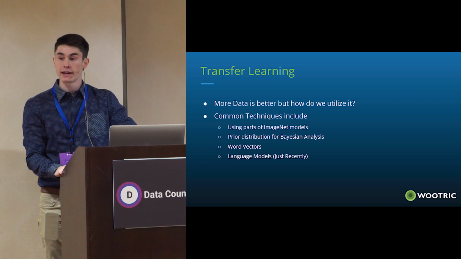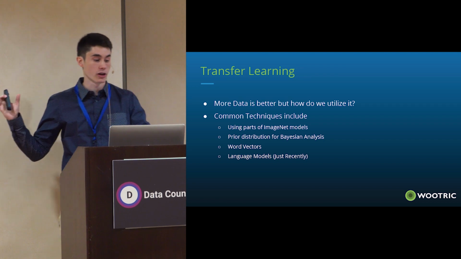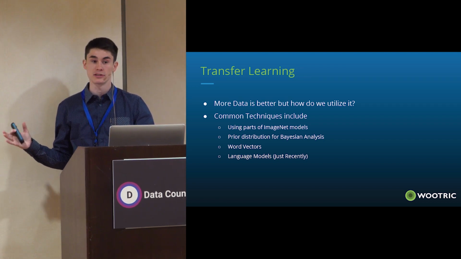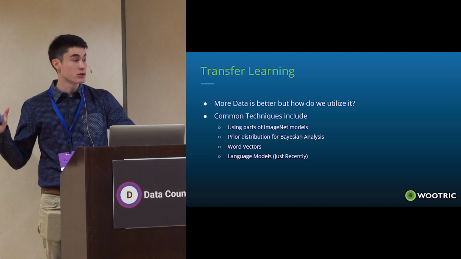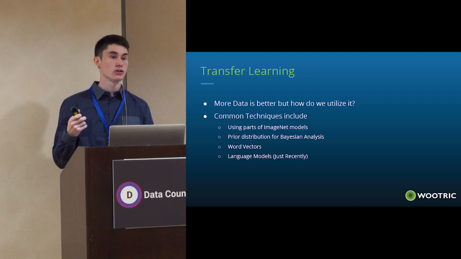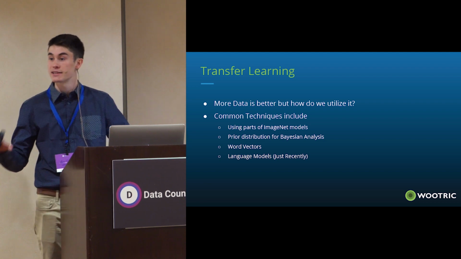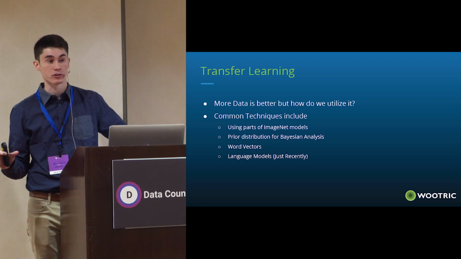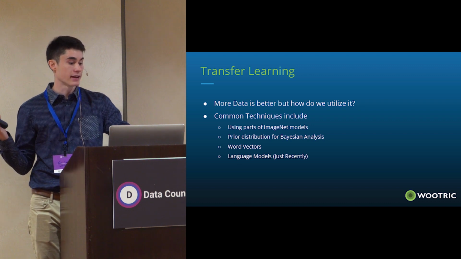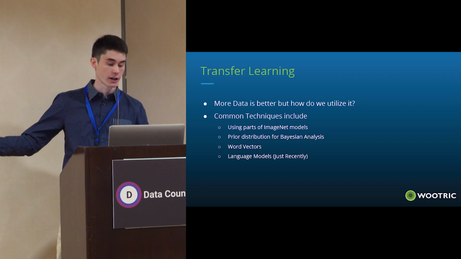Some common techniques right now to make the general model feed into the task-specific model include using parts of ImageNet models, which was a huge improvement in computer vision in 2016; using prior distributions for Bayesian analysis, where from your own knowledge of the domain you can superimpose a distribution onto the problem that you're trying to solve; and in NLP, word vectors, and within the last year, language models being used as transfer learning methodologies.